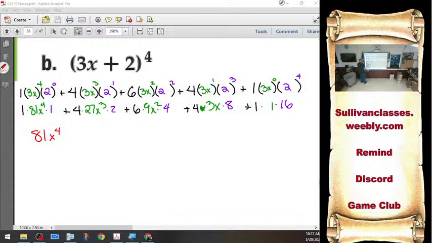81x to the fourth, 432, oh, that's 216 because it's 6 cubed. Plus, that's 3, 3, 3, that's 216 again. All right, plus, that's 216x squared, plus 96x, plus 16. Okay.